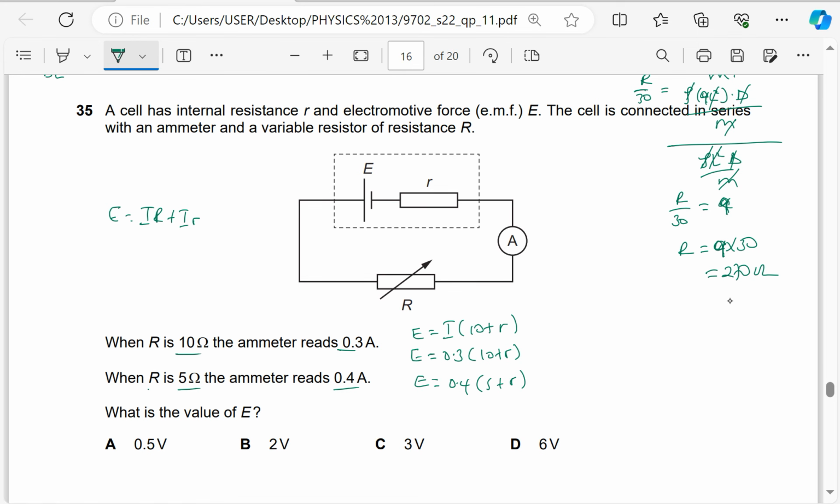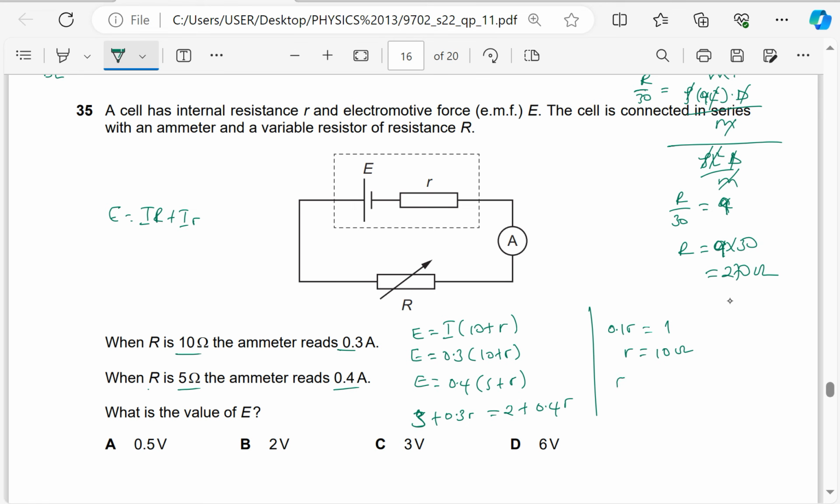I just equate them. So when I equate the two equations, I have that 0.3 times 10, which is 3, plus 0.3 r should be equal to 0.4 times 5, which is 2, plus 0.4 r. I've just equated the two equations after opening the brackets. So when I collect like terms, I have 0.4 minus 0.3, which is 0.1 r, equals 3 minus 2, which is 1. Which means r is going to be equal to 10 ohms, that is small r.